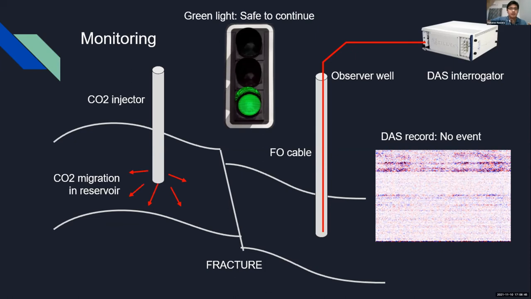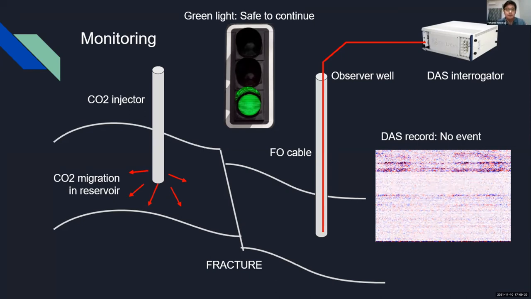And then we place another well, or there is an existing well where we can also use a fiber optic cable in order to detect the micro seismicity. So here, because there is no micro seismicity or no induced seismicity, you can see the traffic light is green. So it means that you can continue the injection. So this is a traffic light model.